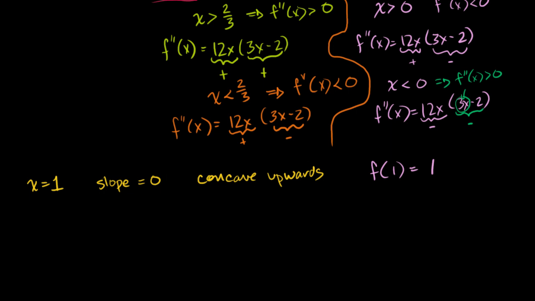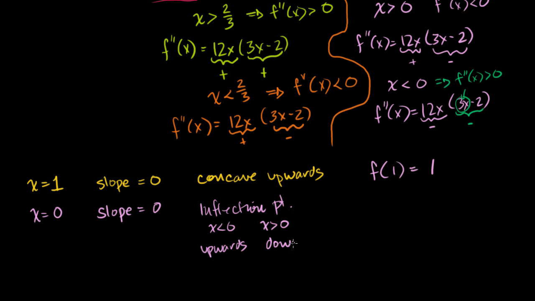And then we know at x is equal to 0, we also figured out that the slope is equal to 0. But we figured out that this was an inflection point, right? The concavity switches before and after. So this is an inflection point. And we are concave upwards below 0. So when x is less than 0, we are upwards. Our second derivative is positive. And when x is greater than 0, we are concave downwards, not for all of the domain, just right above 0.